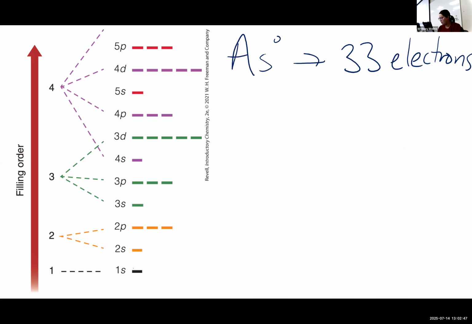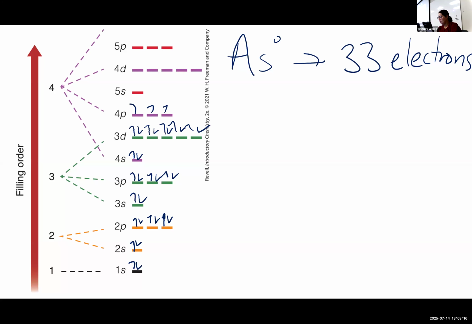So I'll count 33. 1, 2, 3, 4, 5, 6, 7, 8, 9, 10, 11, 12, 13, 15, 16, 17, 18, 1, 22, 23, 26, 27, 28, 29, 30, 31, 32, 33. Yeah, that's arsenic. So it's very similar. We're just going to keep moving and chugging along.